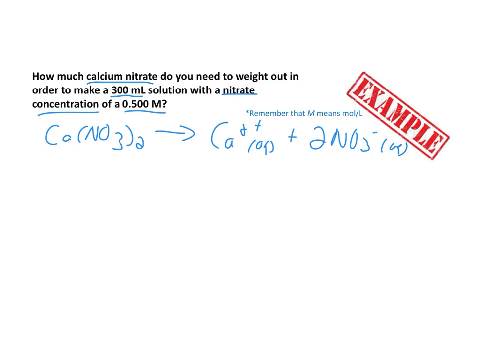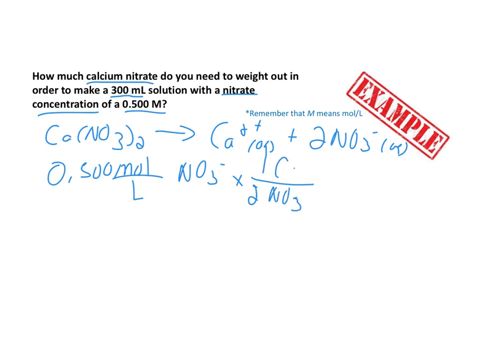And we want to work with the nitrate ions. So we have a concentration of nitrate that is 0.5 moles per liter of nitrate. And now we need to find the concentration of calcium nitrate, because that is what is available to us in the form of a solid. And the molar ratio here is 2:1. We have 2 moles of NO3 for every 1 mole of calcium nitrate. So the math we have to do is to divide 0.5 moles per liter of NO3 by 2, so that the NO3 cancels, leaving us with 0.250 moles per liter of calcium nitrate.